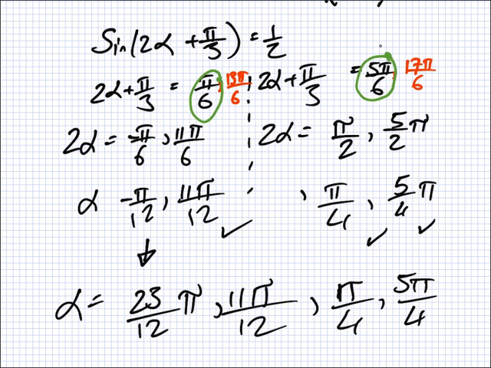Which one? Oh yeah, well I took the pi over 3 to the right. 13 pi over 6? Where's that? Was that minus? No, that was a positive. Pi over 6 plus 2 pi.